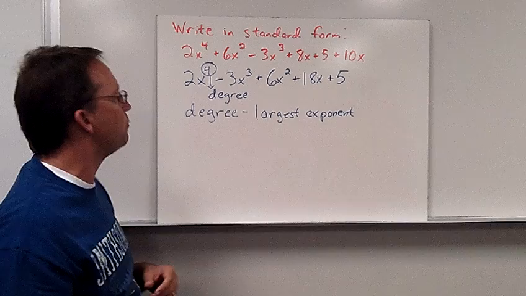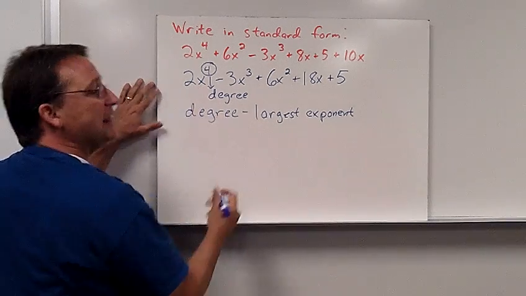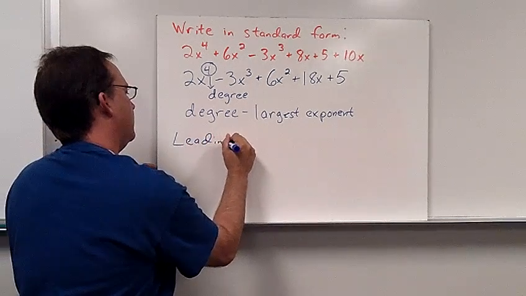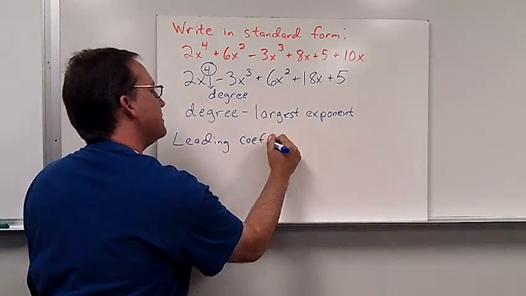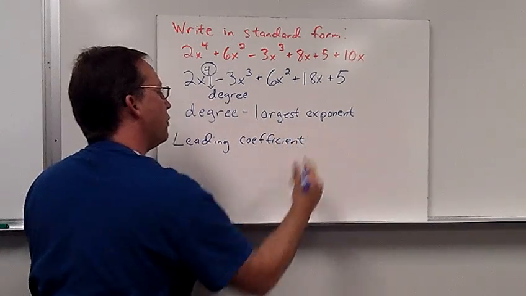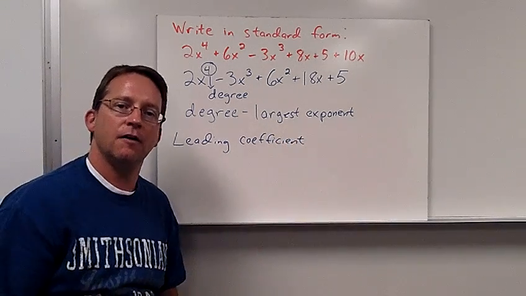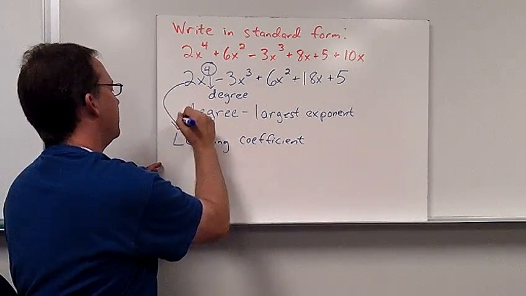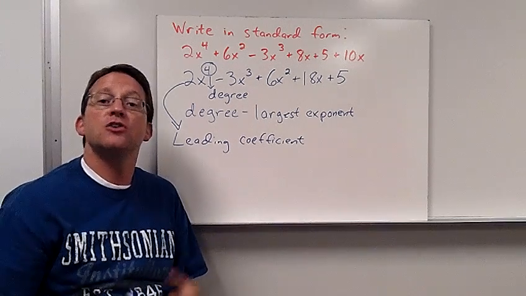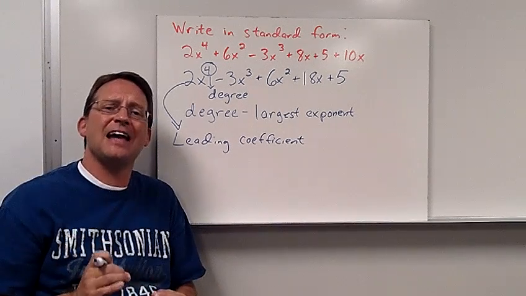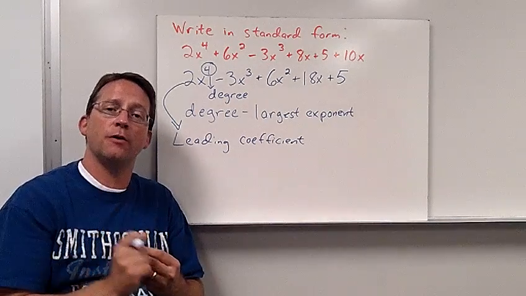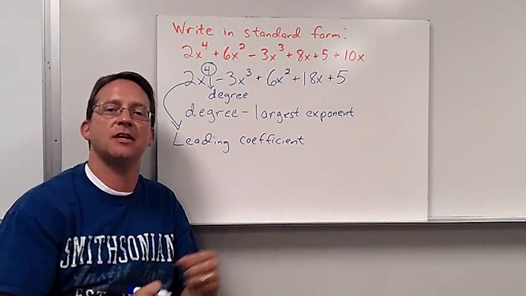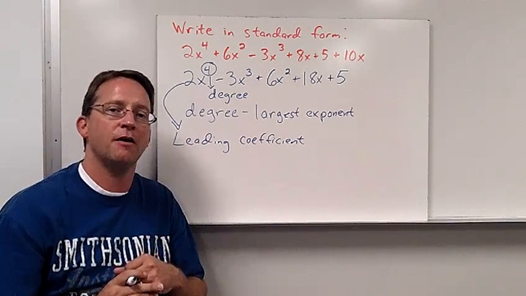And then the other thing that's important here is to identify the leading coefficient. And that's exactly what it sounds like. It's the coefficient that's out front. It's at the lead of the polynomial once it's written in standard form. So in this case, this 2 is your leading coefficient. So by writing things in standard form, we can quickly identify the degree and the leading coefficient. They're both going to be in that first term because you put this in order of decreasing exponents. Your largest exponent is going to be there out front.